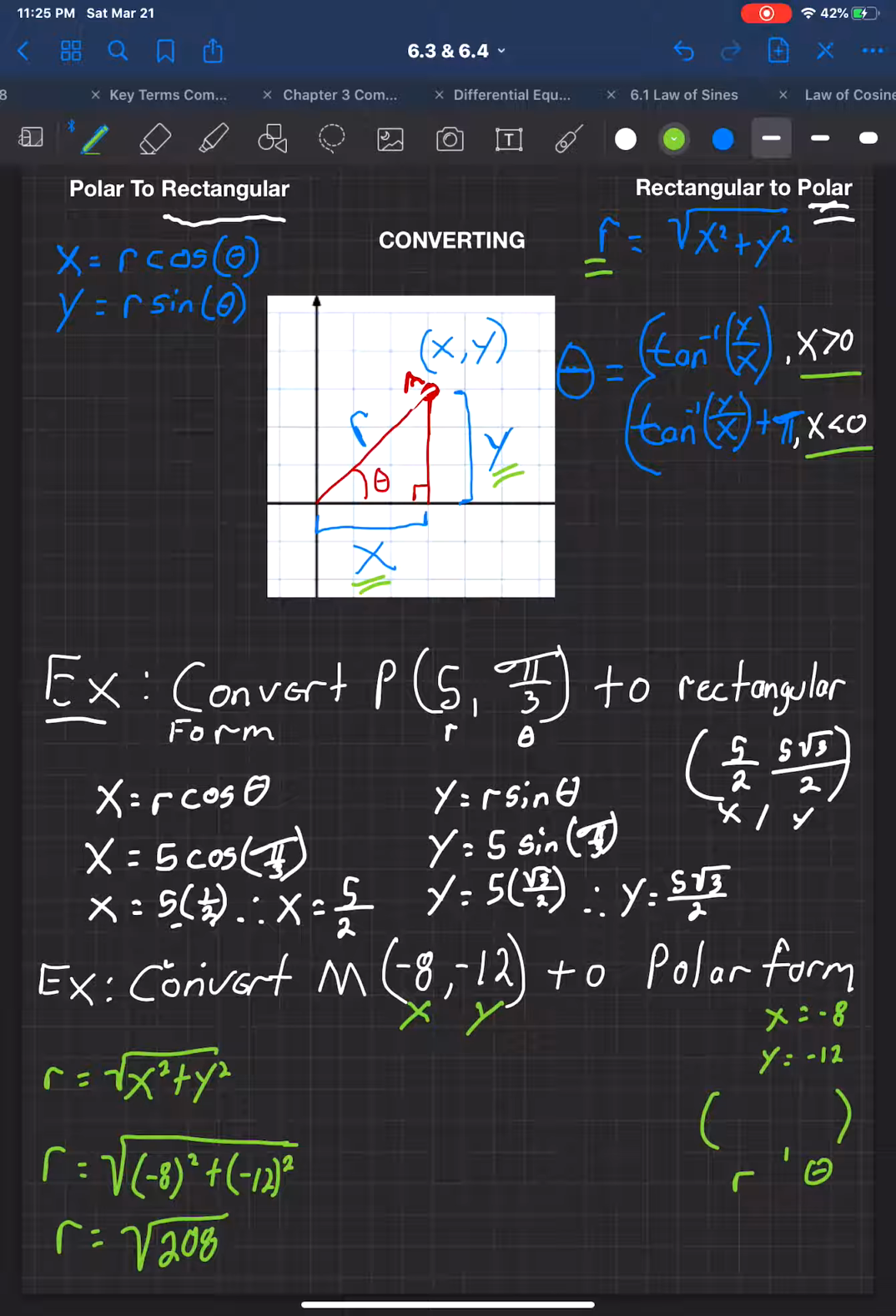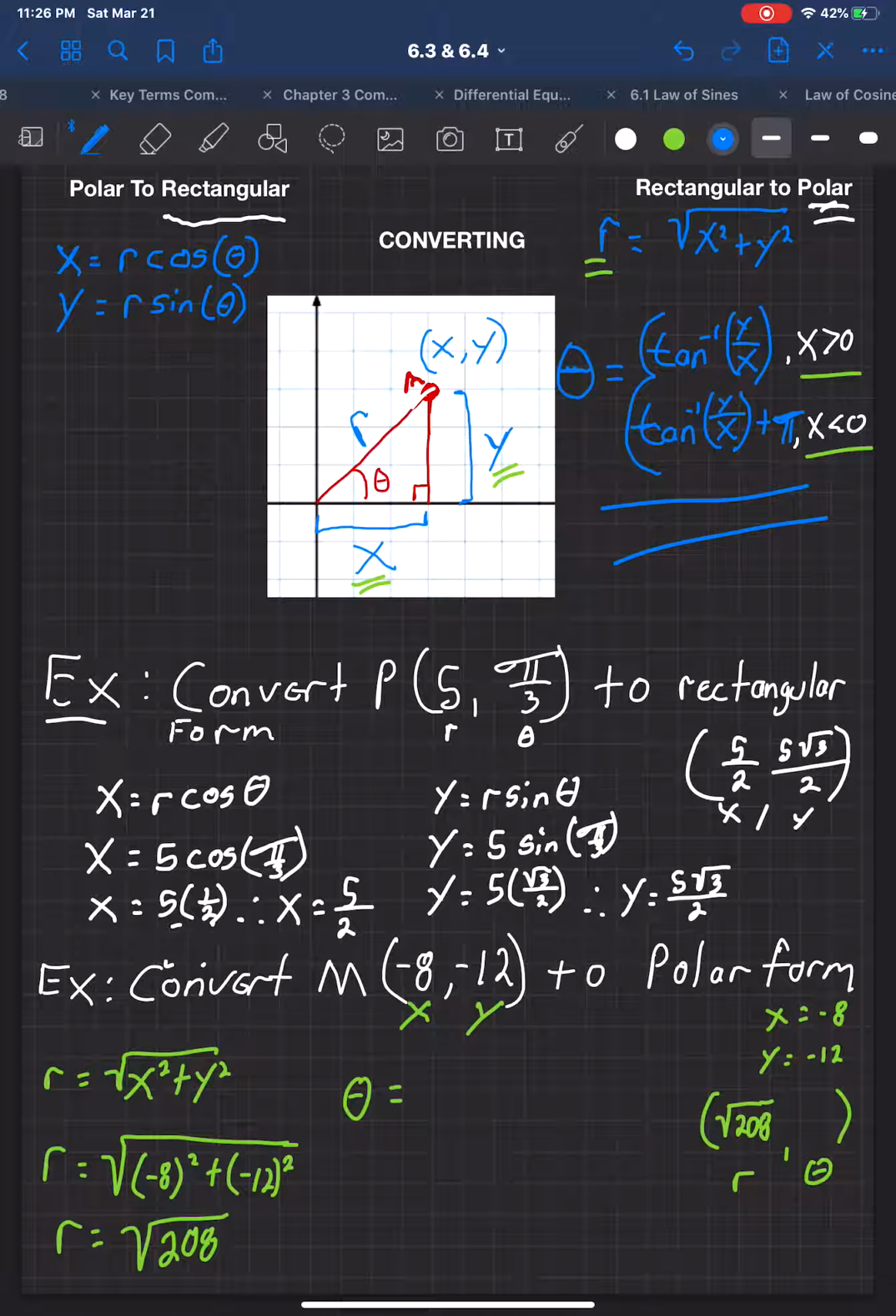Notice I'm not rounding, because we want the exact point, just in a different coordinate system. So the square root of 208. All right, now let's find theta. So hold on for a second. Let's follow me up here to how we've defined theta.